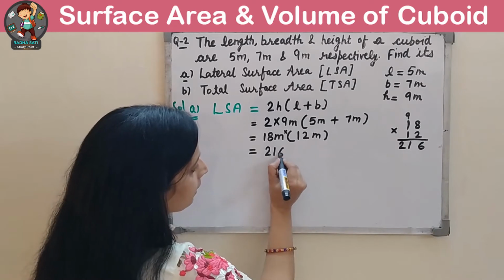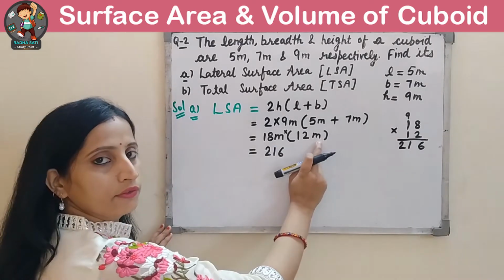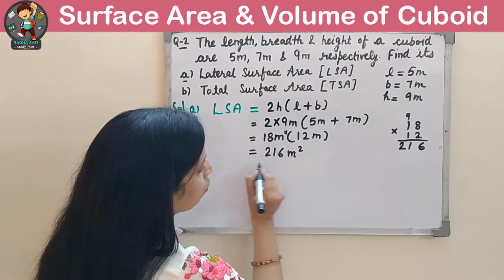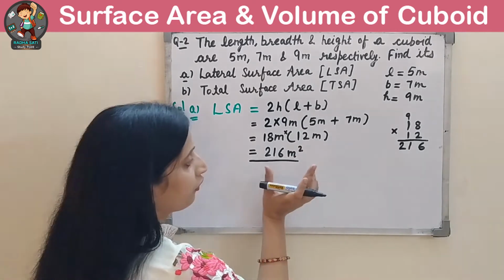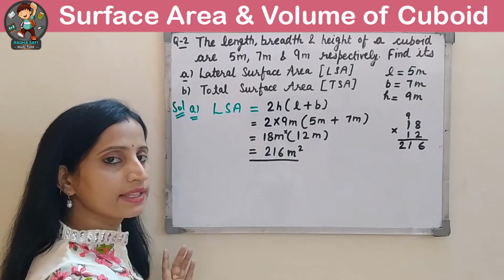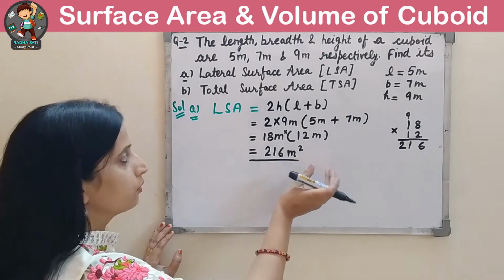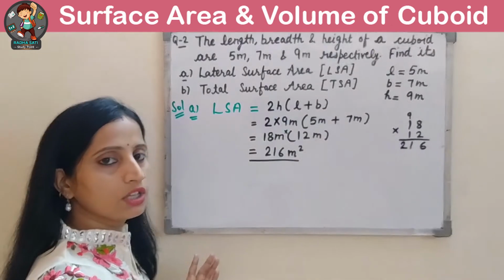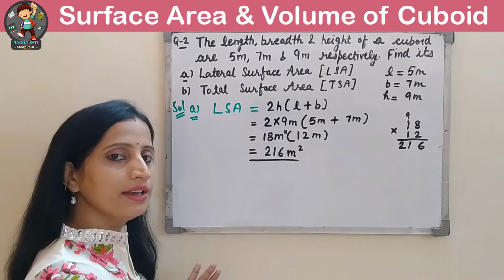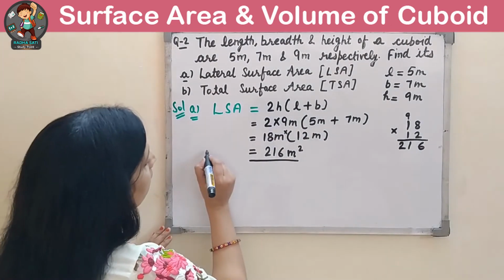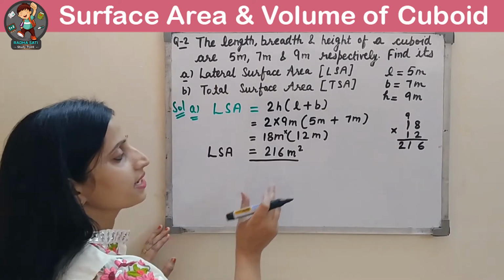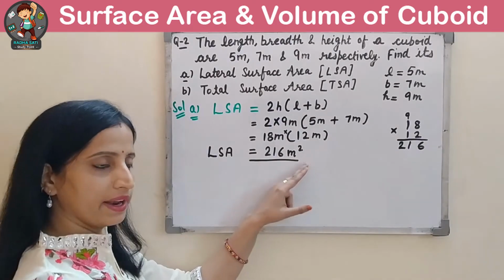216 meter and meter will also get multiplied and we will get meter square. The surface area will always be measured in square units, whether it will be LSA or TSA. In both, our units will always be in square. So our lateral surface area will be 216 meter square.